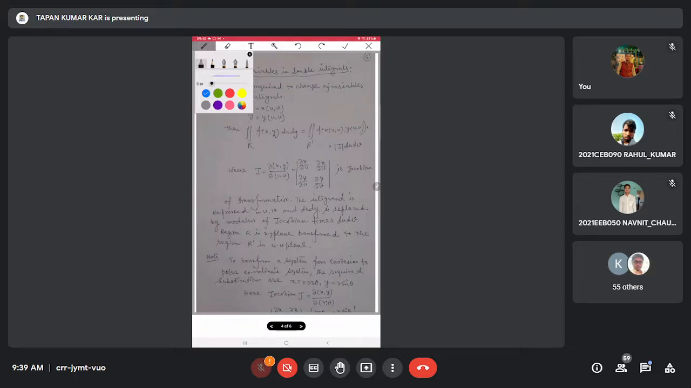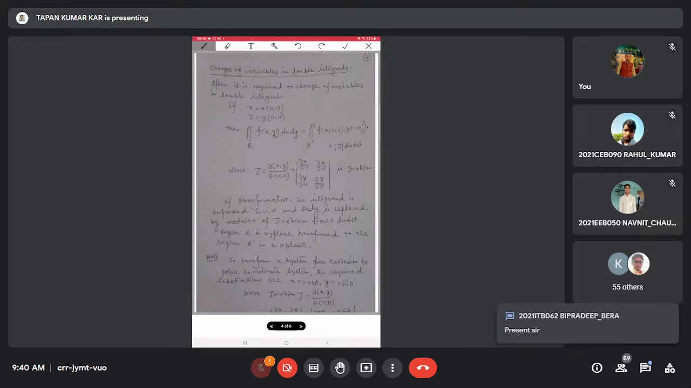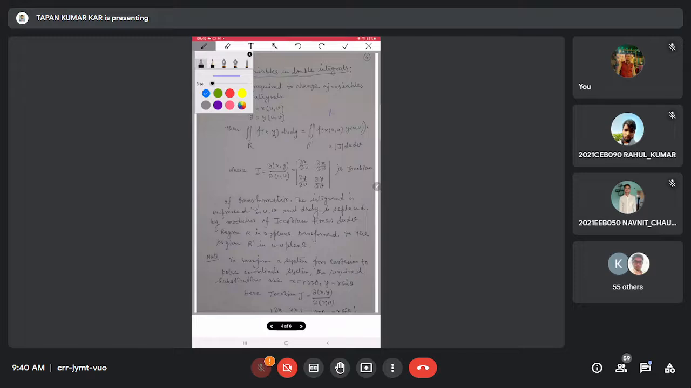This is a very important property: change of variables in double integral. It is very important because in the case of a single variable it was very simple. Suppose you consider a substitution, say x equal to sine theta. You know that dx equals cos theta d theta. Just substitute this, then the integral will be changed, the limit will be changed, and you can integrate it.